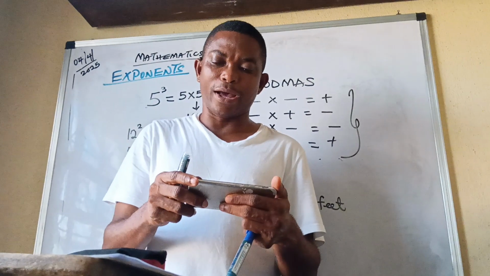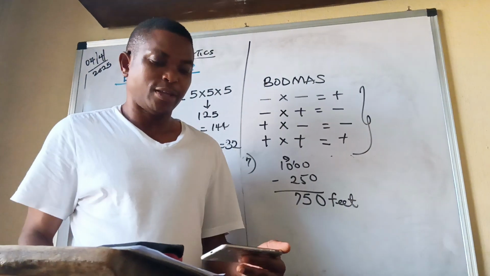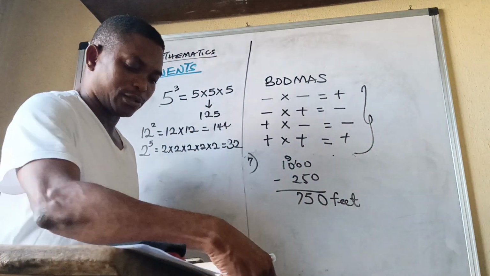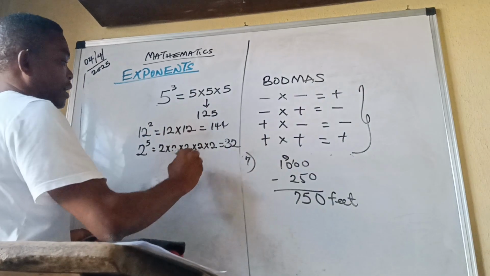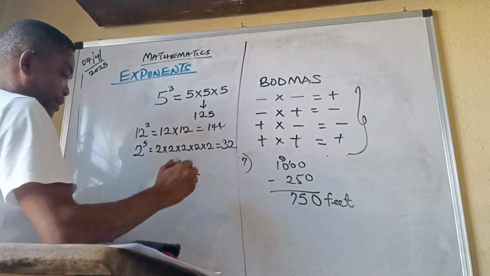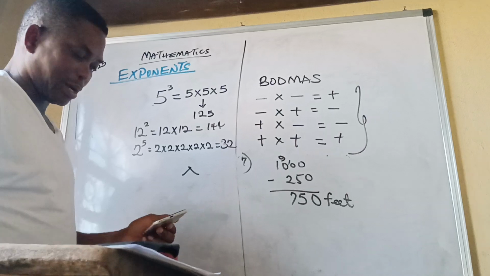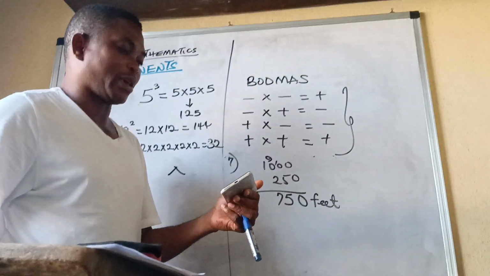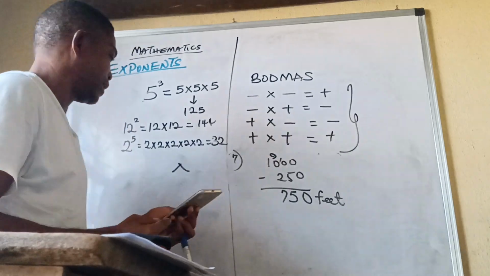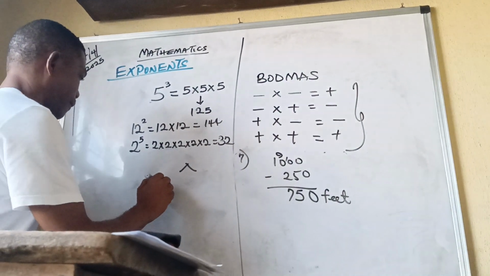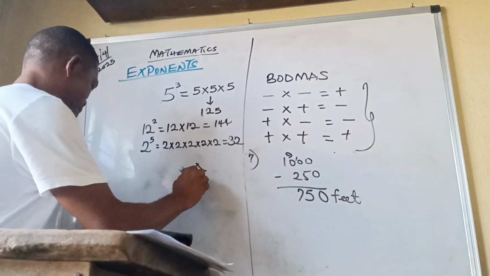To raise a number to a higher power, there's a sign on the calculator. I'm going to show you. There's a sign like this on your calculator. So to raise a number to a higher power, use this sign. For instance, 5 raised to power 3.